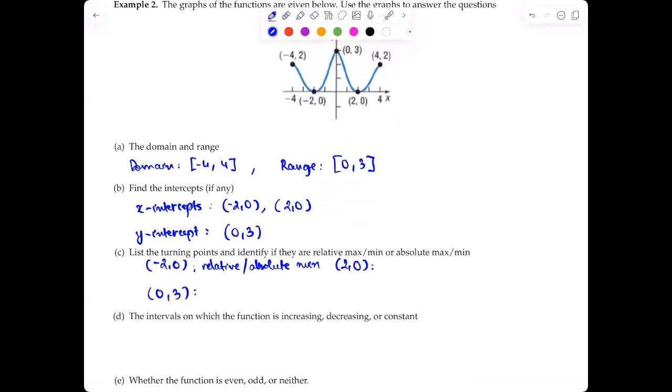What about 0, 3? Can anyone help me with this? Yes, right. So relative max and absolute max as well. And 2, 0 is the same as negative 2, 0. It should be relative and absolute minimum. So for this problem, you cannot say anything about the endpoints.